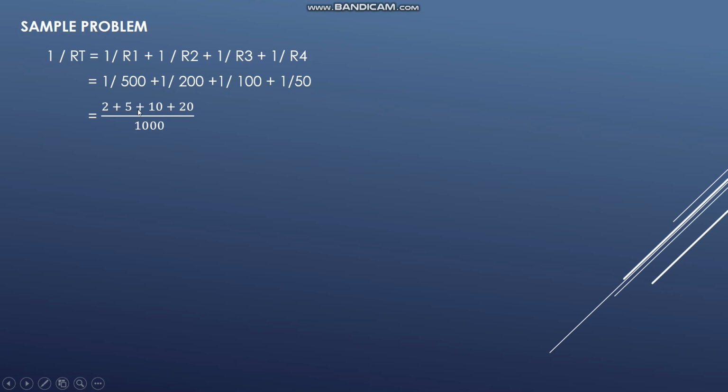So, 1000 divided by 500 is equal to 2 times 1 is 2. 1000 divided by 200 is equal to 5 times 1 is 5. 1000 divided by 100 is equal to 10 times 1 is 10. 1000 divided by 50 is equal to 20 times 1 is 20. Now, the result is 37 over 1000, or 1000 over 37. You must invert the equation, and your answer will be total resistance is equal to 27 ohms.